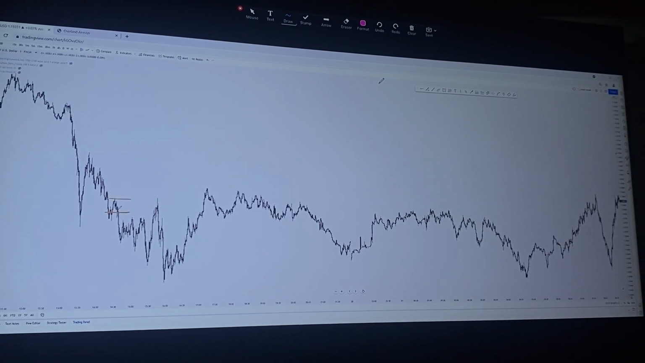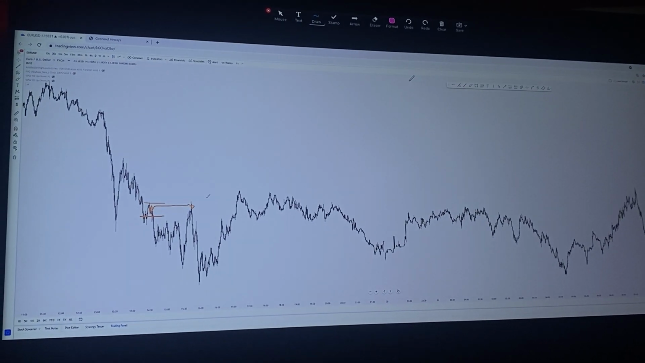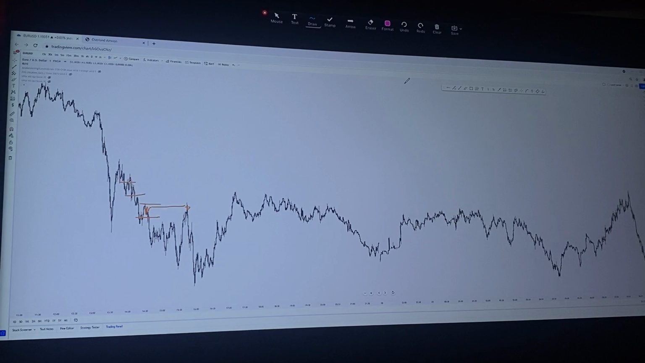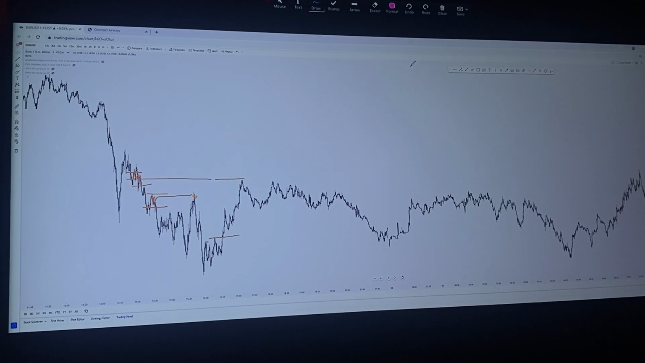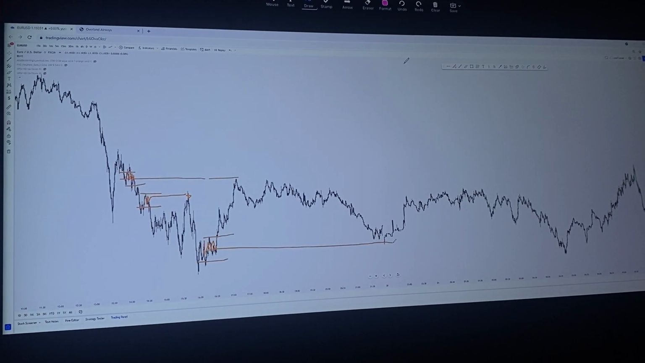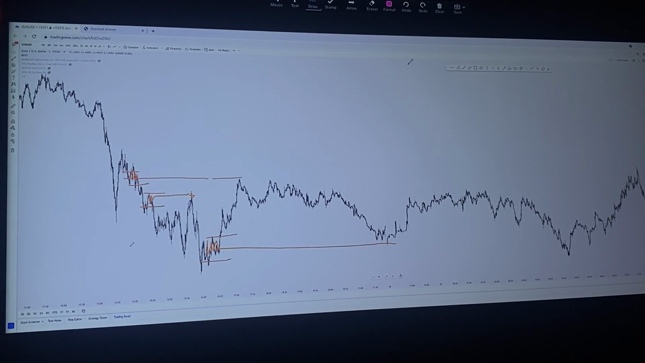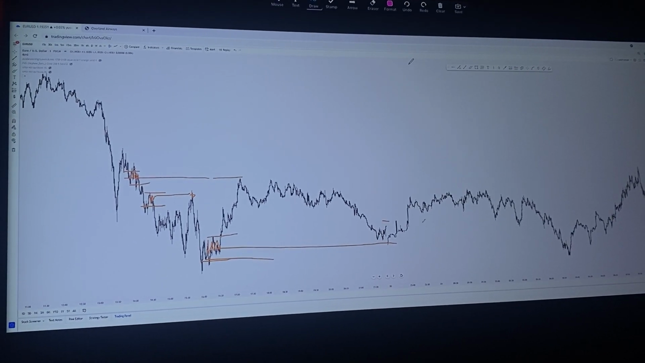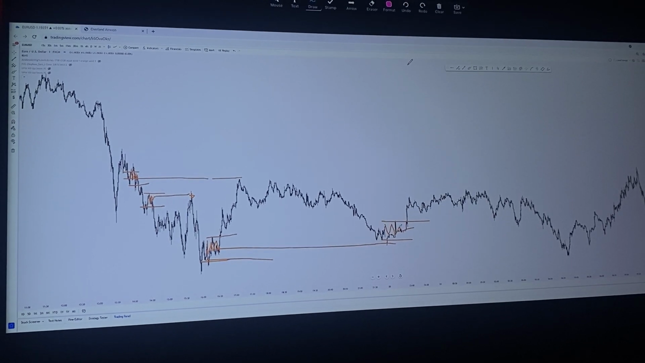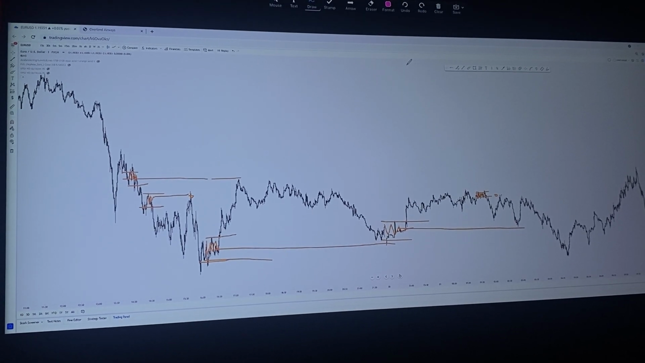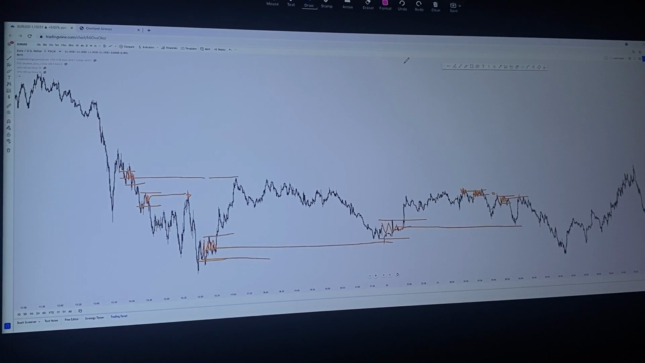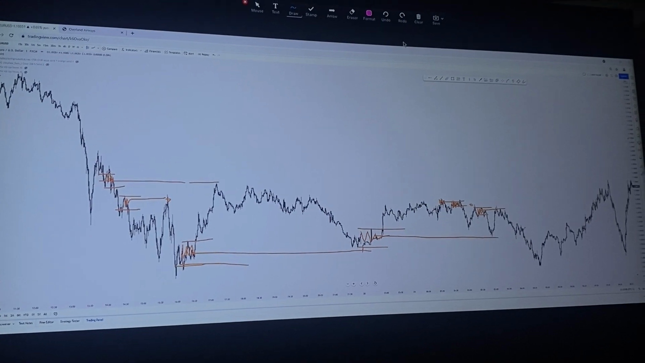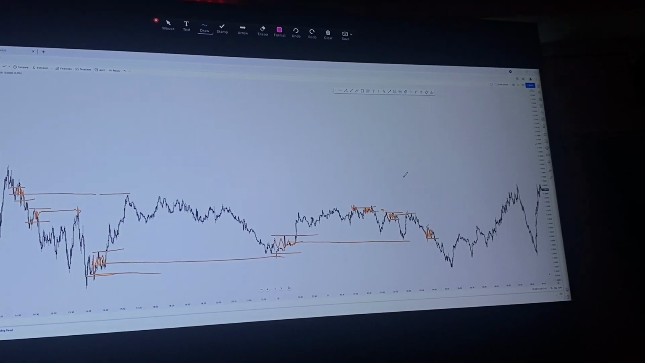Look at this range. You see here? Price came again into the range. Here, what? Range. Here, exactly, range. Again, range. So you begin to wonder what is really happening. You see here again, what's this? Range.